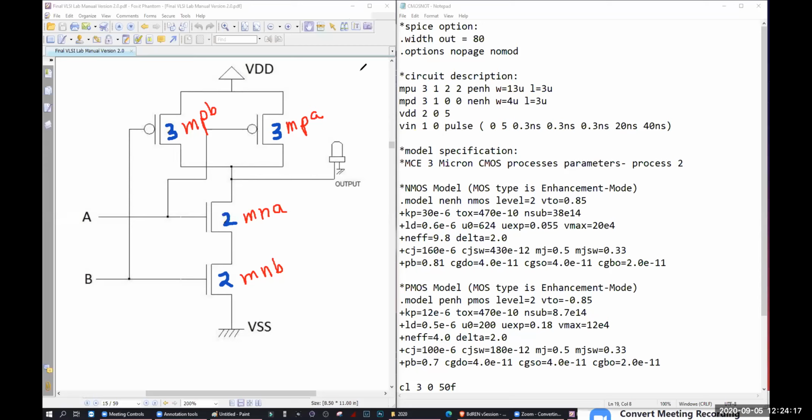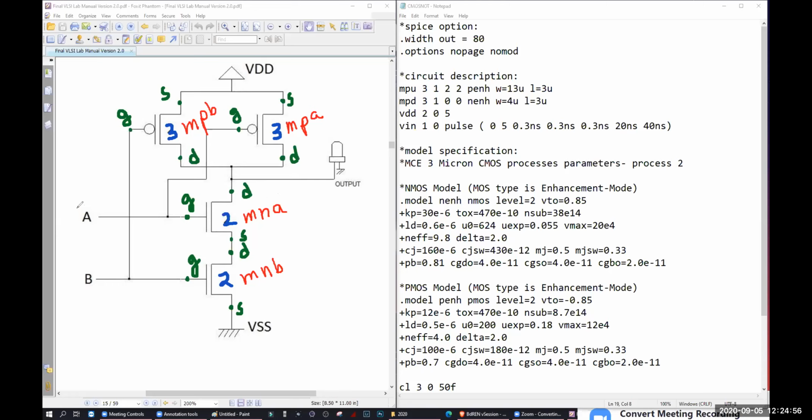Now I'm going to write the drain, gate, source. Which one is drain? Which one is gate? Which one is source? This one is gate. This one is source. This one is drain. The upper one for NMOS is drain. This one is source. This one is drain. This one is source. This one is gate. Okay. So our naming is complete.